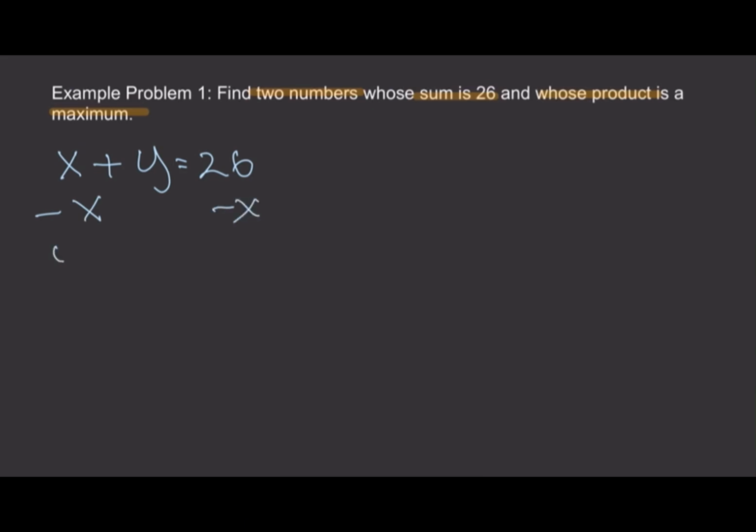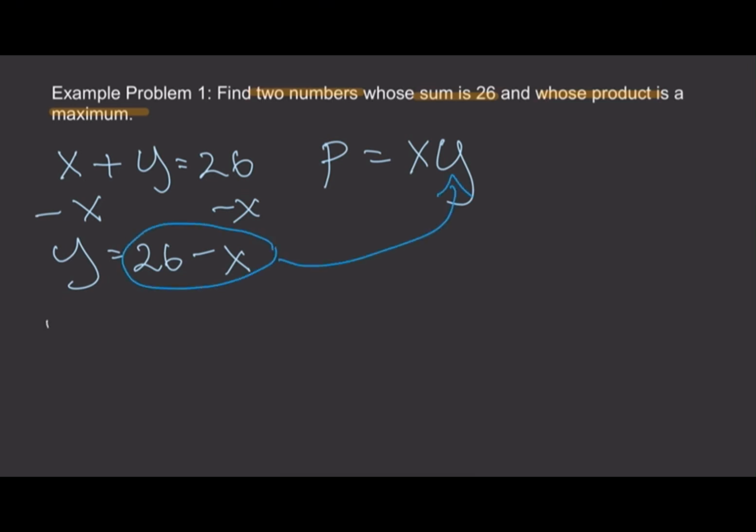Now let's set the equation in terms of one variable. We can subtract x on both sides of the x plus y equals 26 equation and make it into y equals 26 minus x. This is where we bring in another equation. This equation solves for the product. It is equal to product equals x times y, or p equals xy. Since we know that y equals 26 minus x, we can plug it into the y in this equation. Our new equation is p equals x parentheses 26 minus x parentheses. We can simplify it to p equals 26x minus x squared.